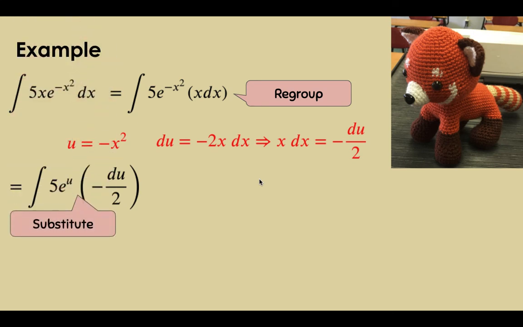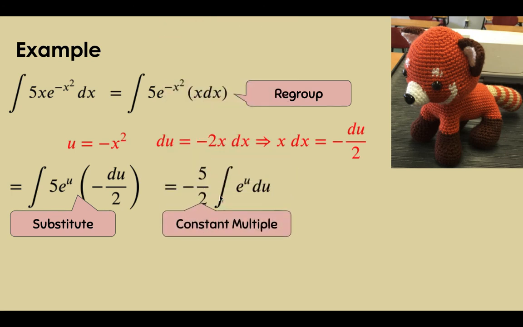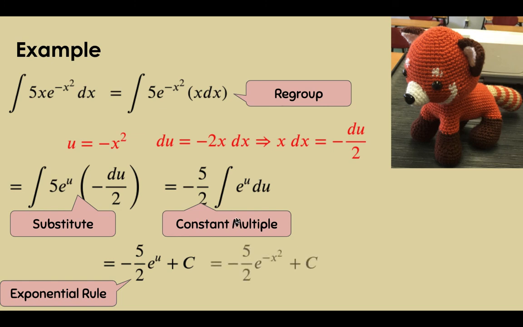So I substitute that in, 5e to the u times a negative du over 2. Take out my constant. Negative 5 halves the integral of e to the u du is negative 5 halves e to the u plus c. Then I substitute back in, and there we go.